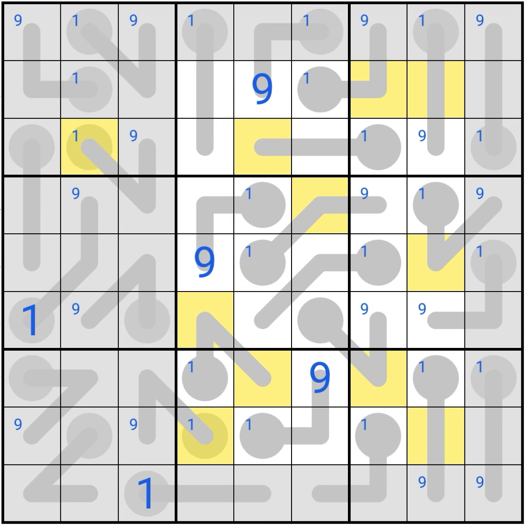I always have to check this part of the solve. For some reason, I find this really difficult.